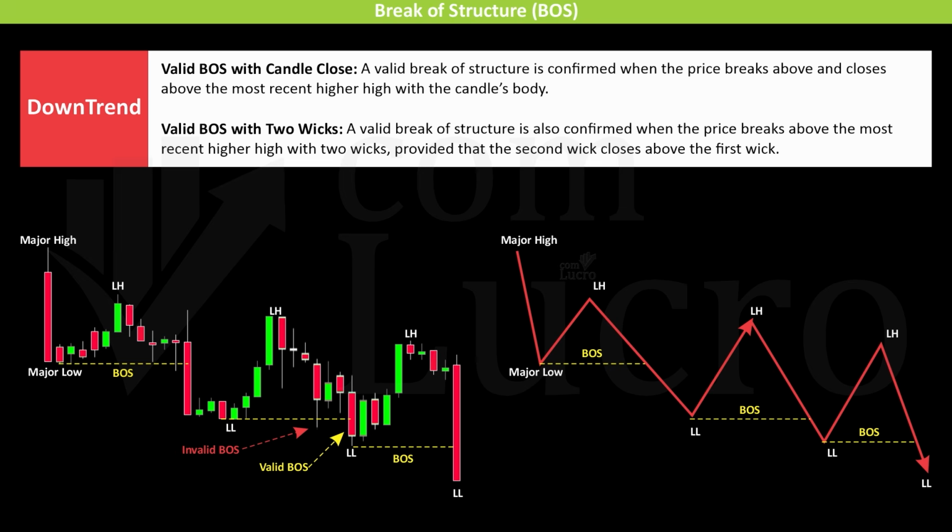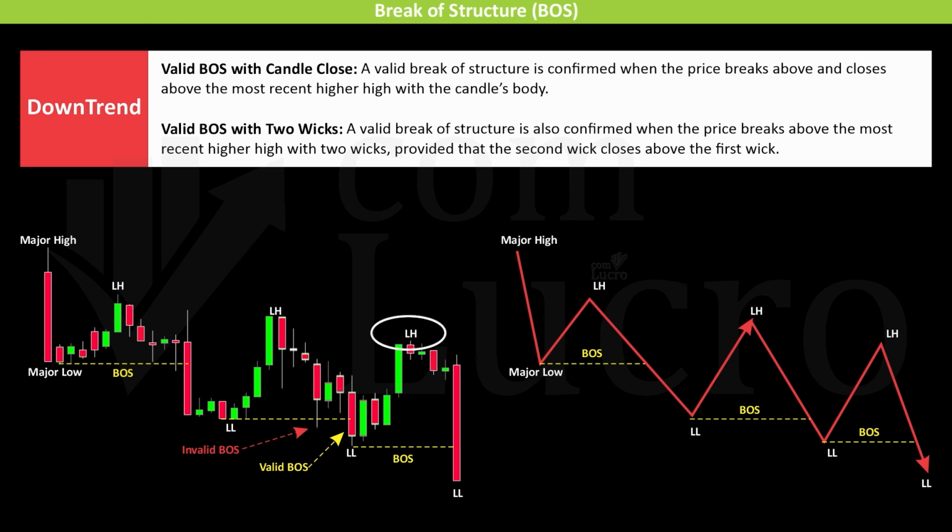To confirm a genuine break of structure, the price must close below the low's range with the candle's body. Moreover, if the subsequent candle's wick surpasses the first candle's wick and closes above the low's range, this then qualifies as a valid break of structure. We must also update our major low and major high accordingly. As long as the price stays below our newly established major high, the market is considered bearish. Only if the price breaks this new high upward do we acknowledge it as a valid signal for a trend reversal or a major change in character.